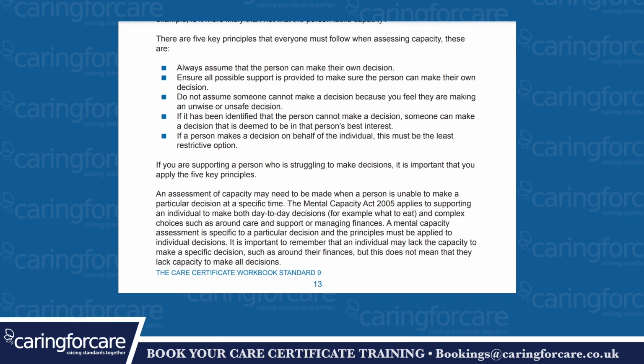There are 5 key principles that everyone must follow when assessing capacity. These are: always assume that the person can make their own decision. Ensure all possible support is provided to make sure the person can make their own decision. Do not assume someone cannot make a decision because you feel they are making an unwise or unsafe decision. If it has been identified that the person cannot make a decision, someone can make a decision if it is deemed in the person's best interest. If a person makes a decision on behalf of the individual, this must be the least restrictive option.